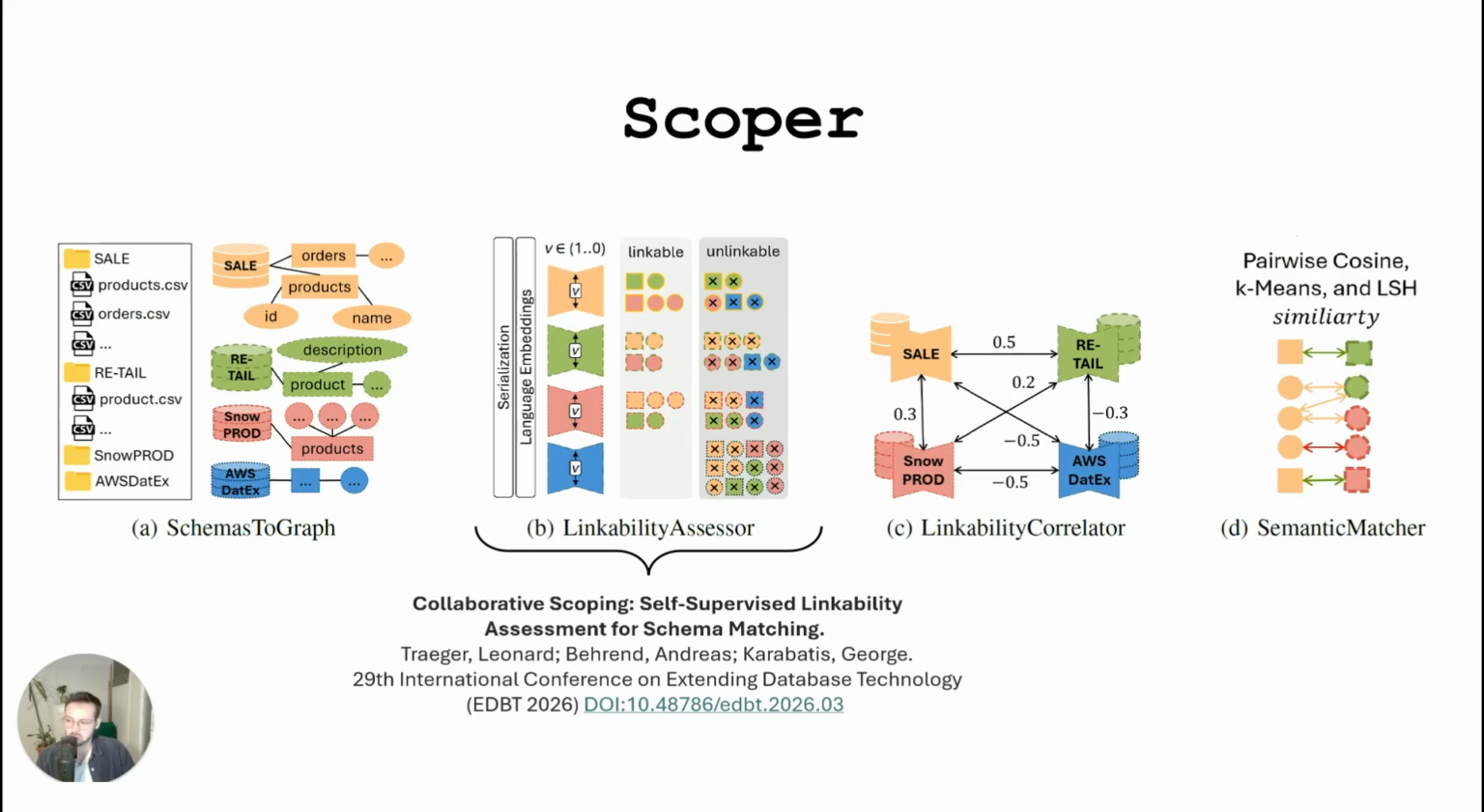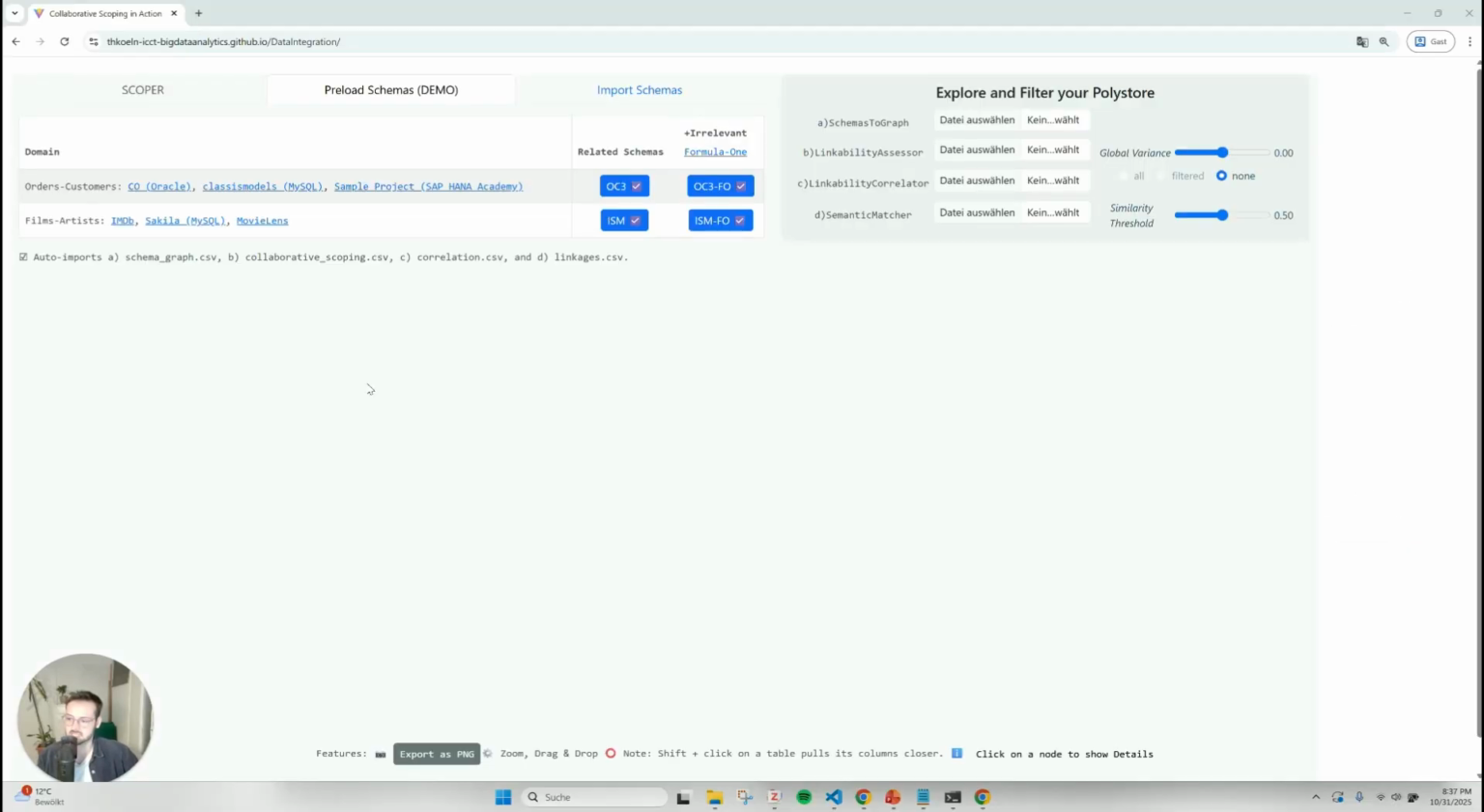We aim to solve this problem with collaborative scoping, a recent method that we proposed for this exact task, in which we make use of language transformers and self-supervised autoencoders for outlier detection. I will now present the demo.